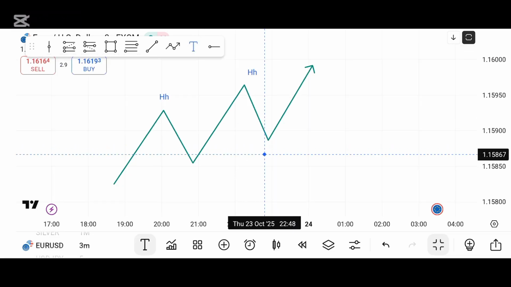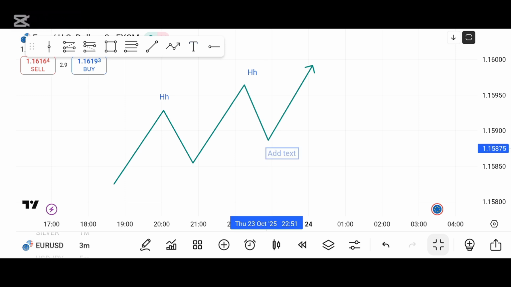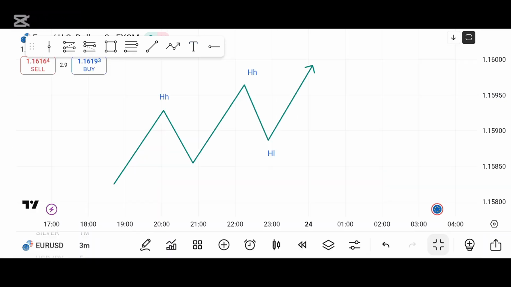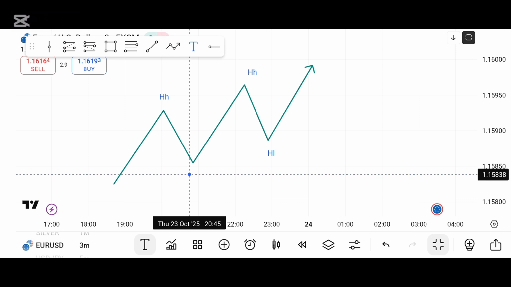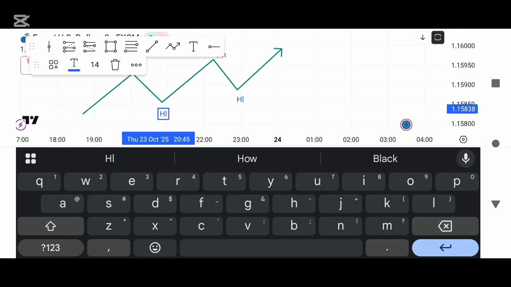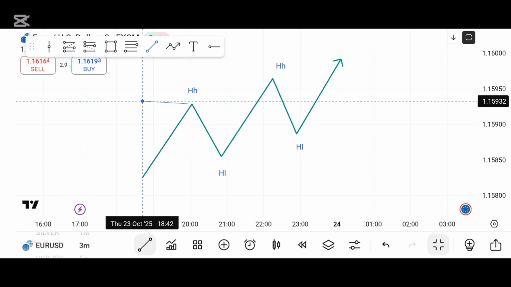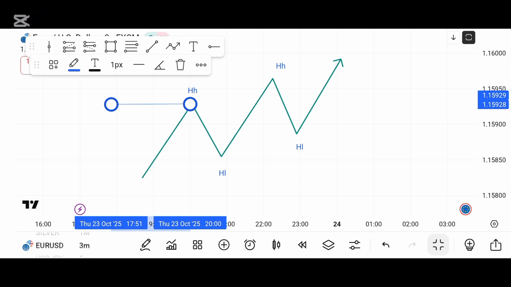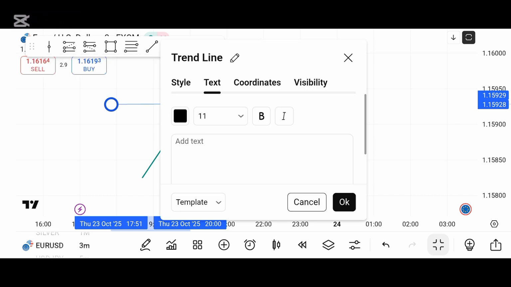The second factor is the higher low, which is found at the support level. The higher high is located at the resistance zone.